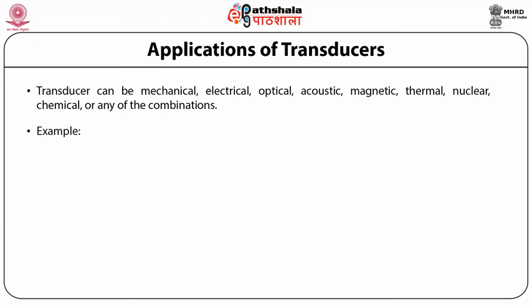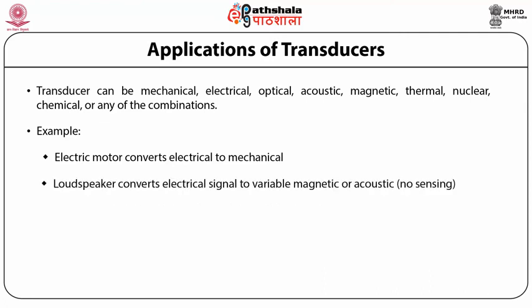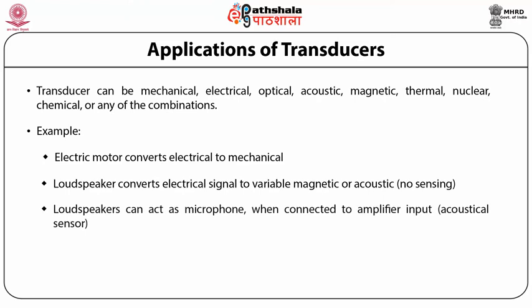The examples are: electric motor converts electrical to mechanical. Loudspeaker converts electrical signal to variable magnetic or acoustic. Loudspeakers can act as microphone also when connected to the amplifier input, that is acoustical sensors.